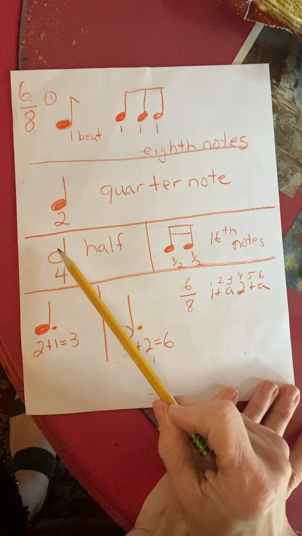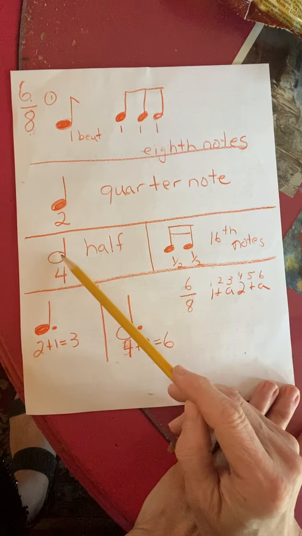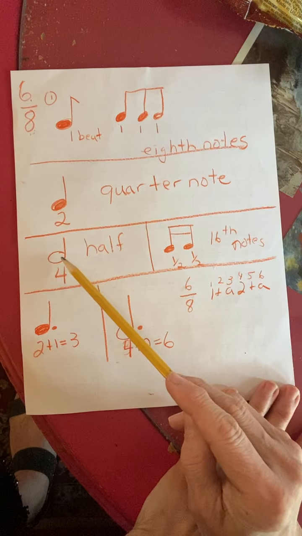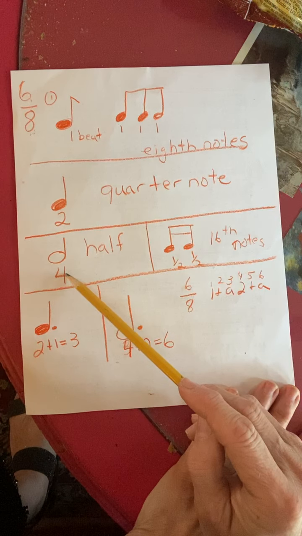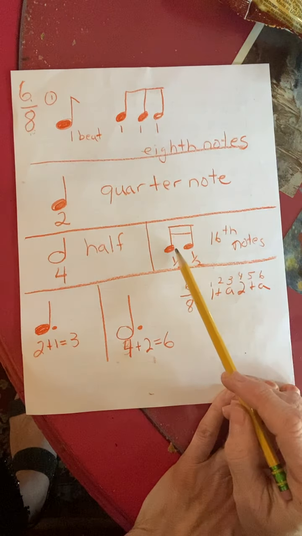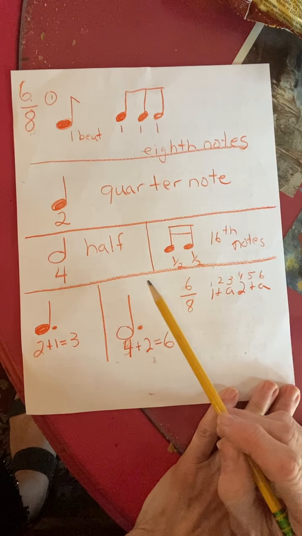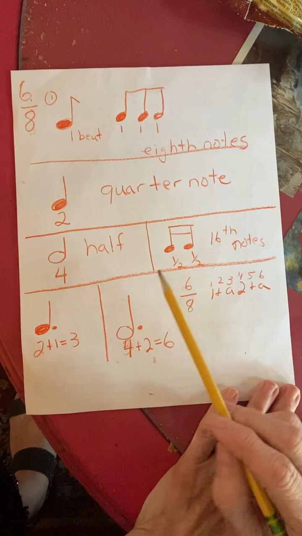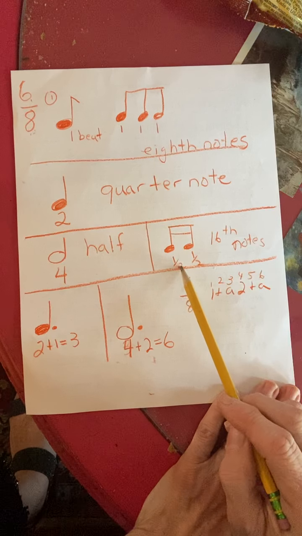A half note is an open note with a stem. It usually gets 2 beats, but now it's going to get 4. So every note that you've heard of before, everything's doubled. These are called 16th notes. They usually get a quarter of a beat. Now they get half a beat.